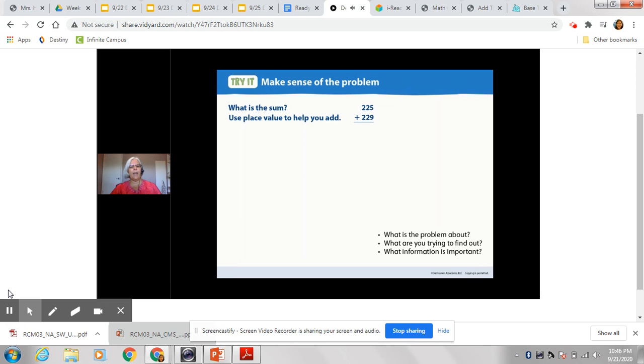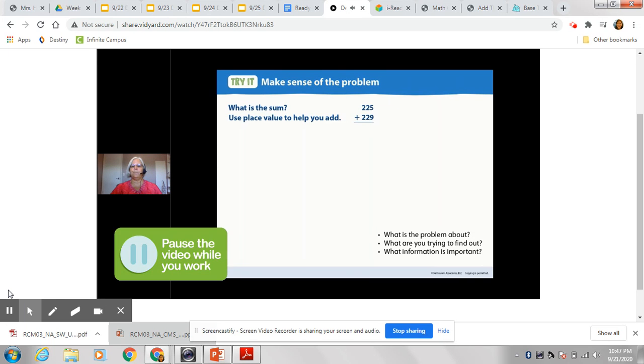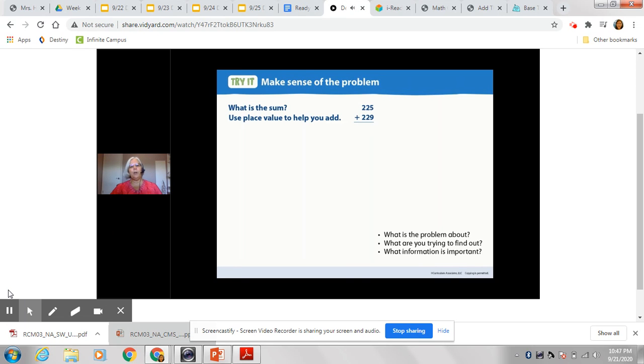What are we trying to find out? Did you write down we were trying to find out the sum of those two numbers? Good thinking. Now it's your turn. You're going to pause the video and read the problem to yourself, and then write down what information is important. When you're finished, press play. What information is important? Did you write down 225 plus 229 and use place value?